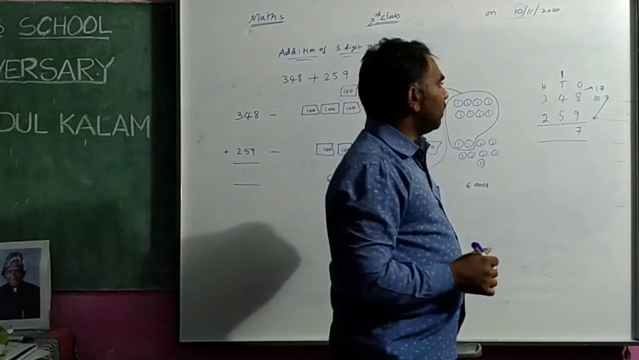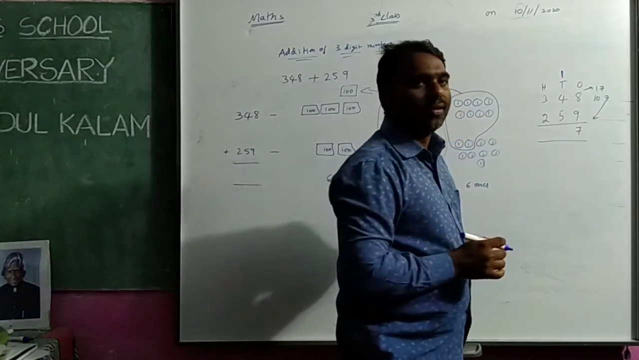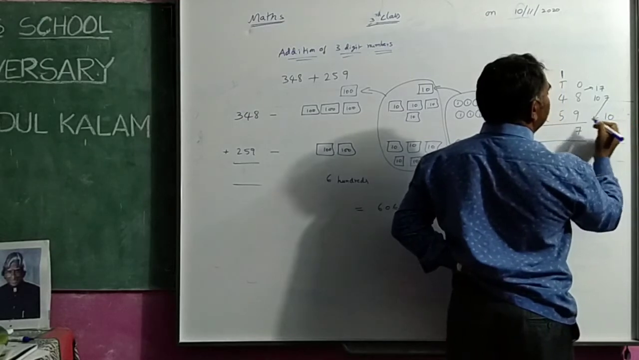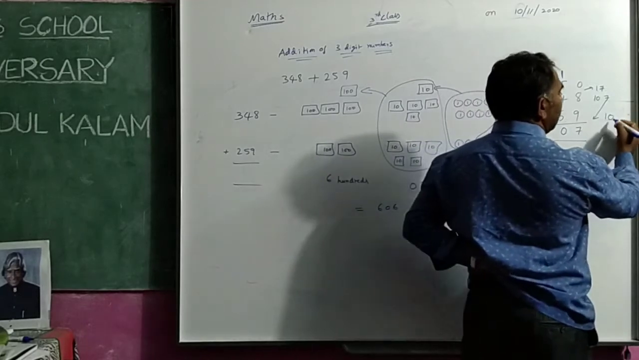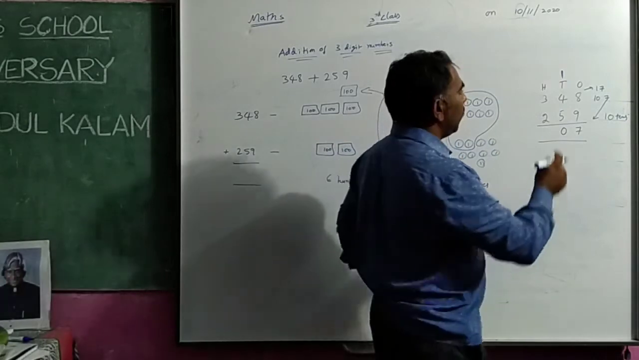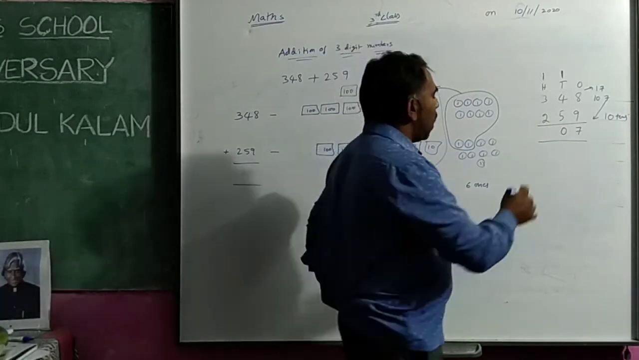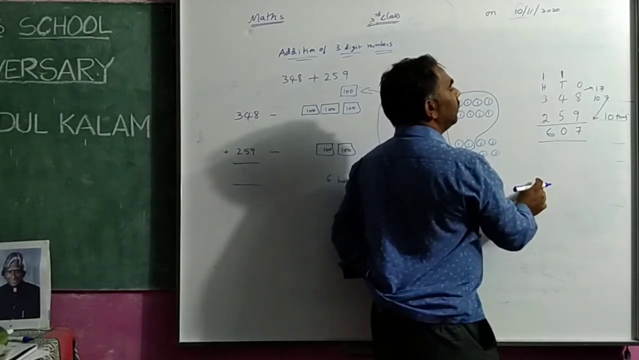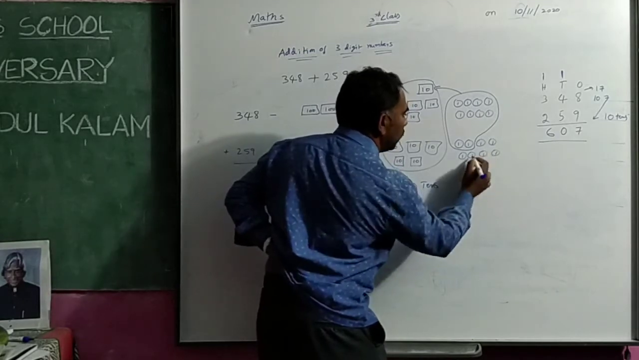Okay, now count the tens. 1, 4, 5, 10. 10 tens you got it. So you got 10 tens. 10 tens will become 100. Here nothing is there. 0. 10 tens will become 100. So that 100 will be written here as carry. Now 1 plus 3, 4, 4 plus 2, 6. So that's why it is 606. Sorry, here 6 ones are there.